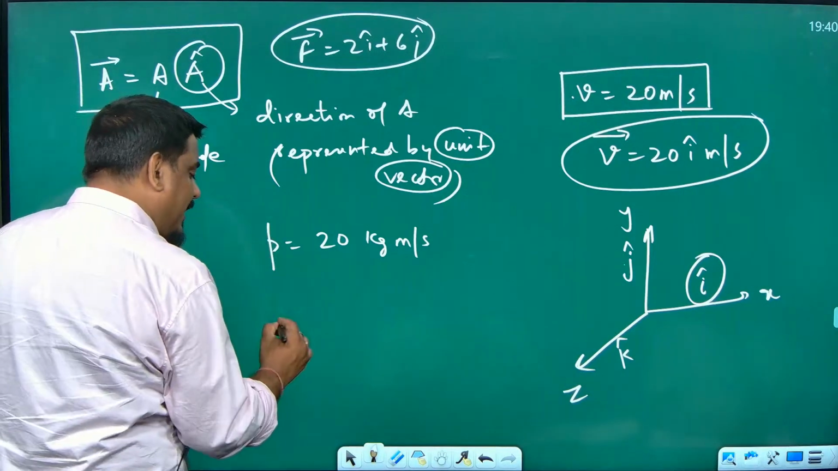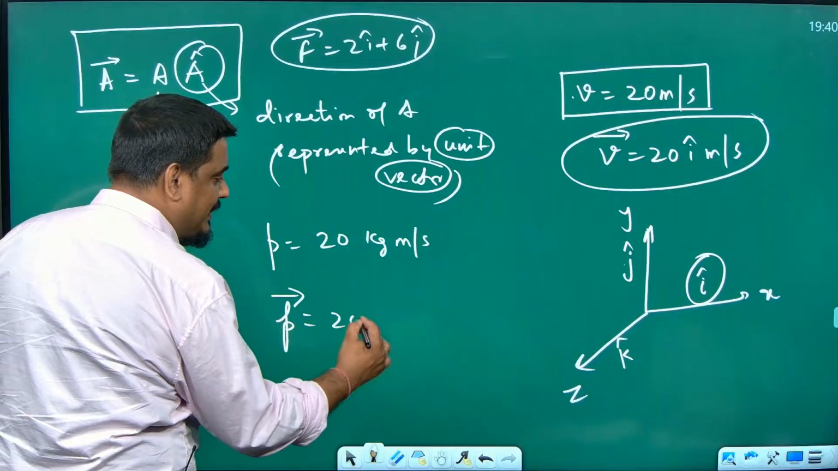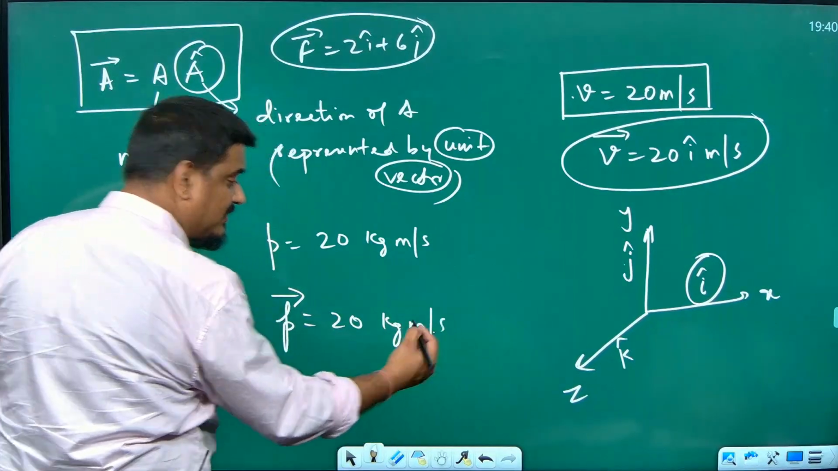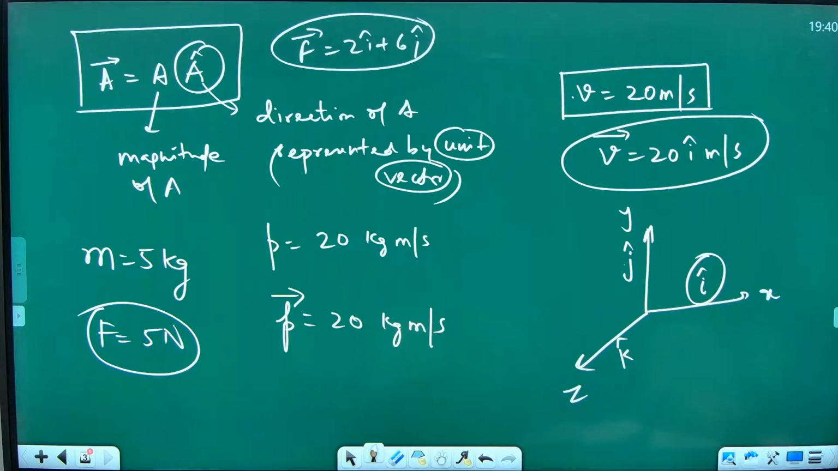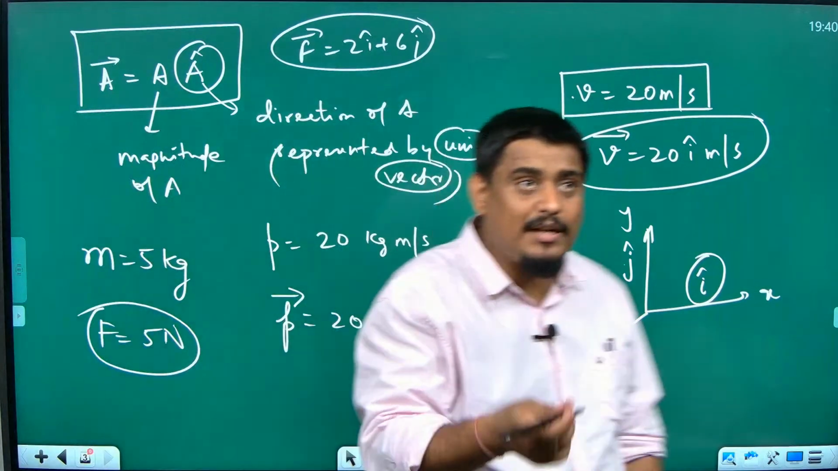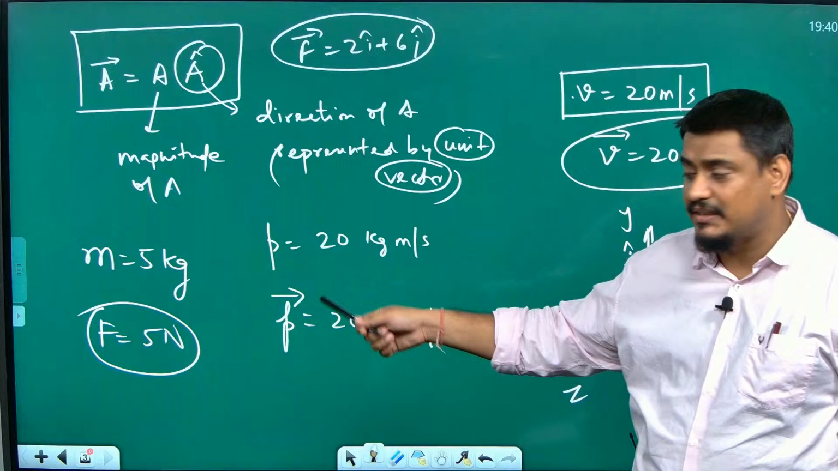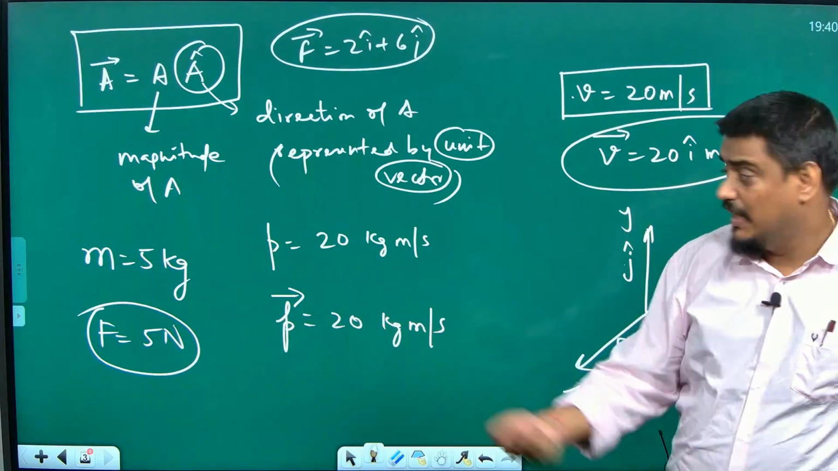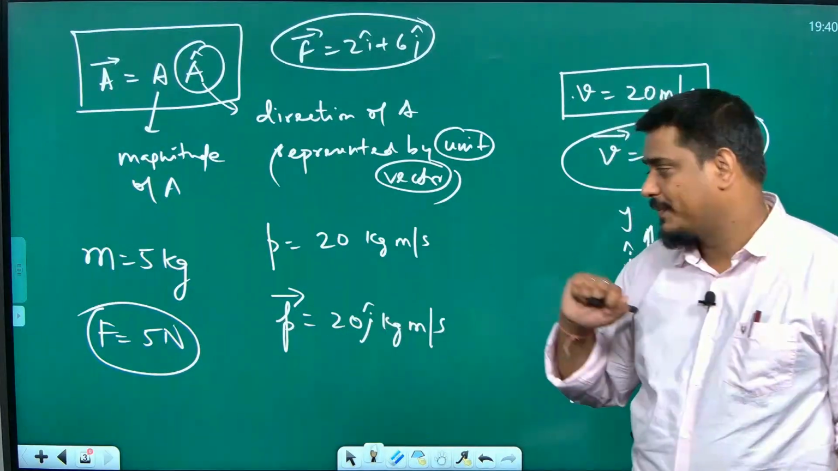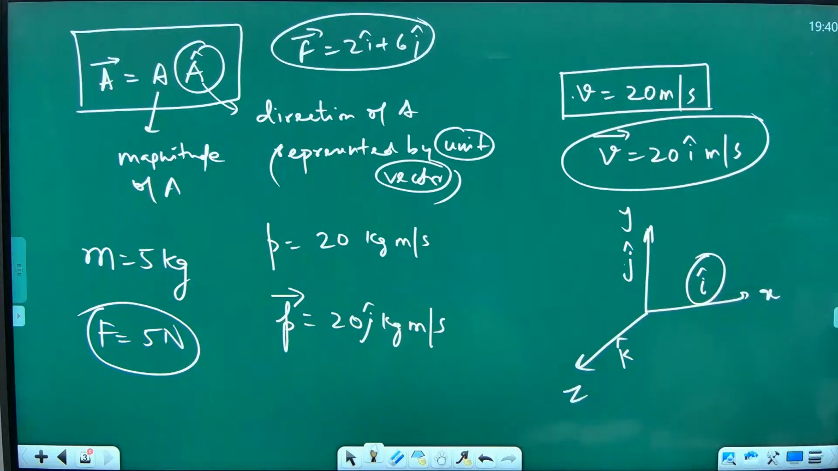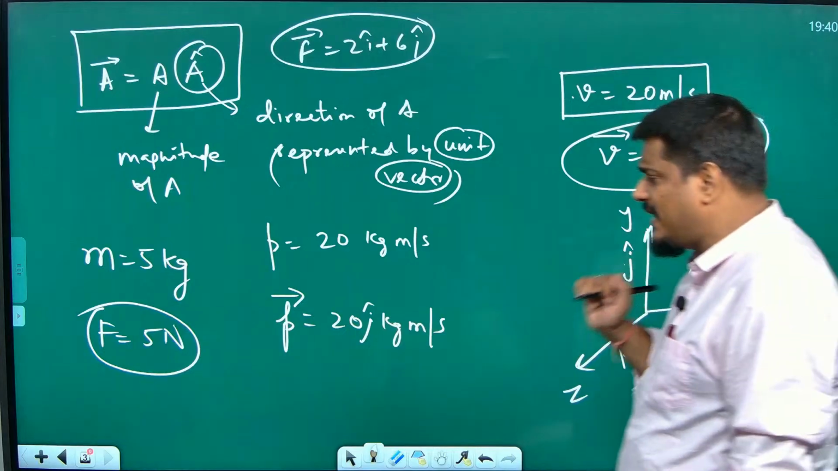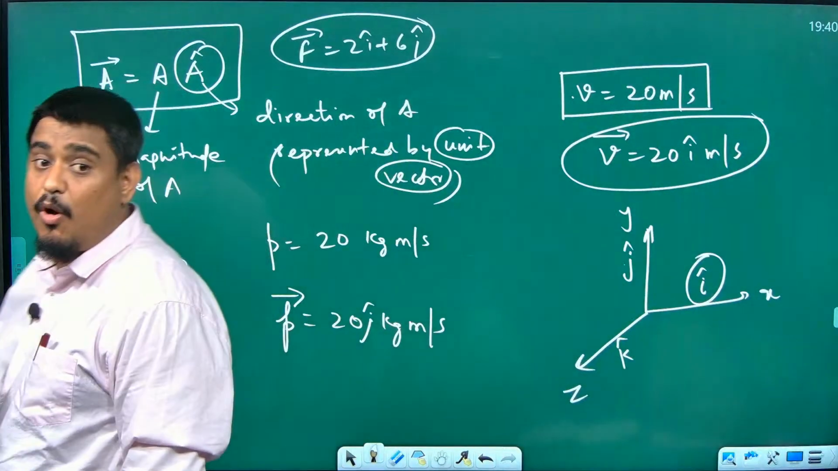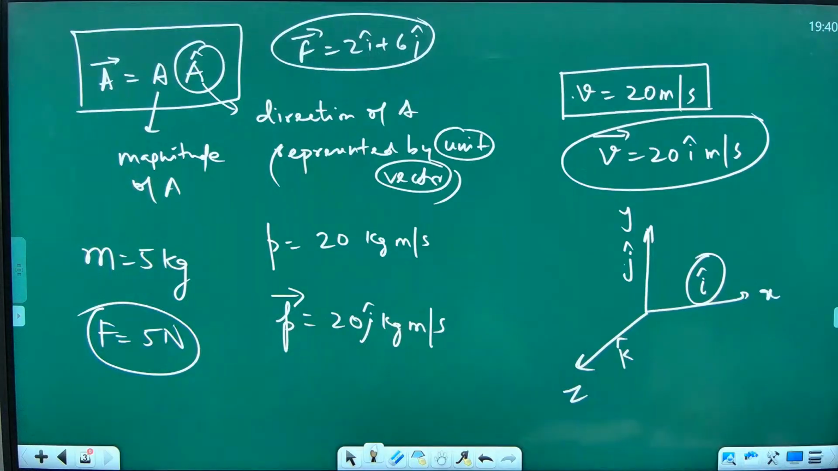Because if I am writing P vector is equal to 20 kg meter per second, is it right? No, it is not right. No direction is there. The moment I put a vector sign above this, I must represent the direction also. If it is acting in y direction, I will write j cap. Now it is correct form. P vector is equal to 20 j cap kilogram meter per second. It means that momentum of 20 kilogram meter per second is acting in y direction. J means y. I hope you are understanding something what I am telling.